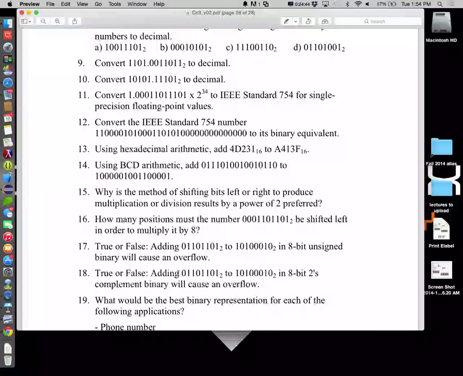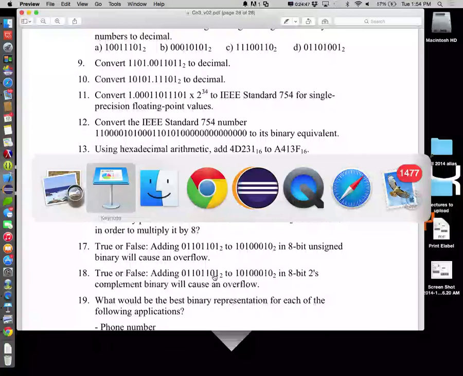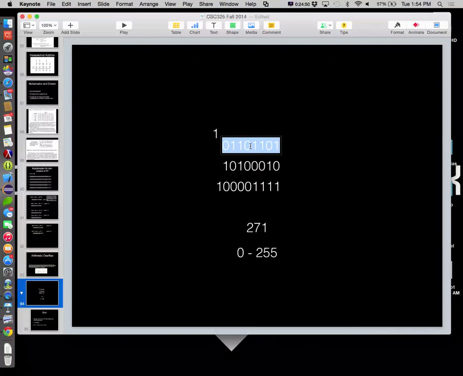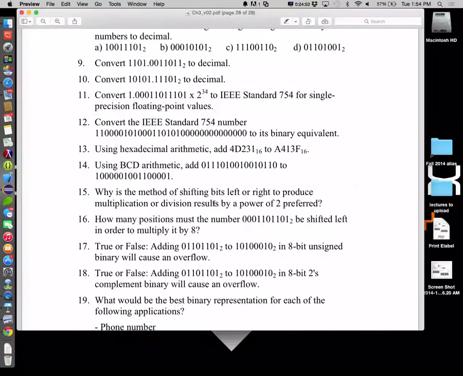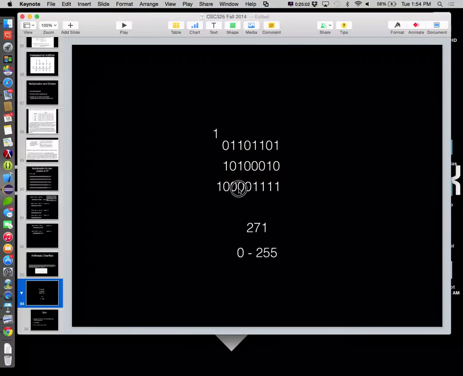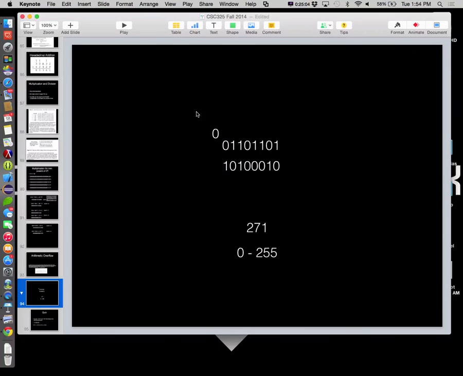True or false? Adding 0110 1101. Okay, same number. Same number. Okay, these are 8-bit 2's complement binary, will cause an overflow. All right, these are 8-bit 2's complement. Well, is this first one encoded? How do you know? No 1 in the front. So the second one is encoded.